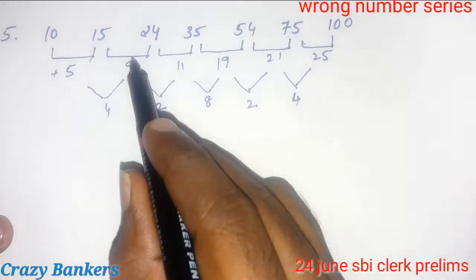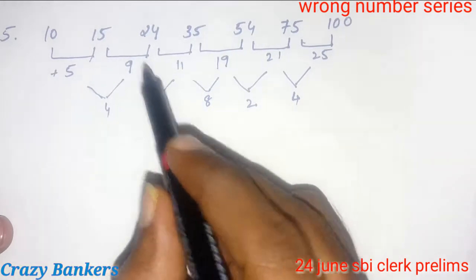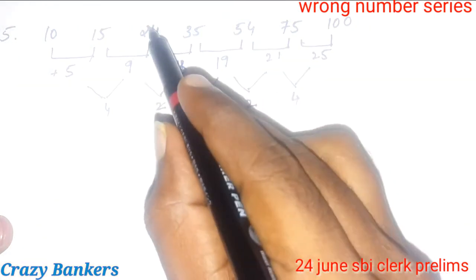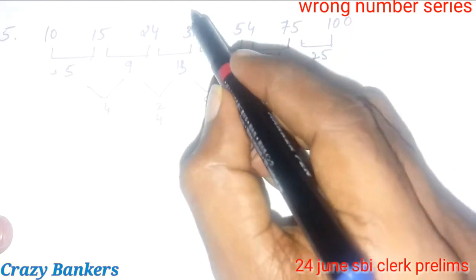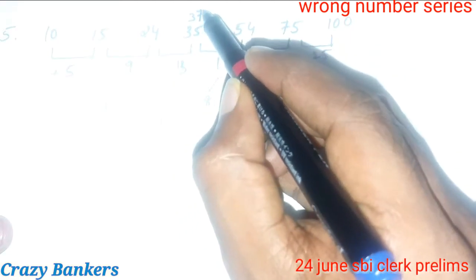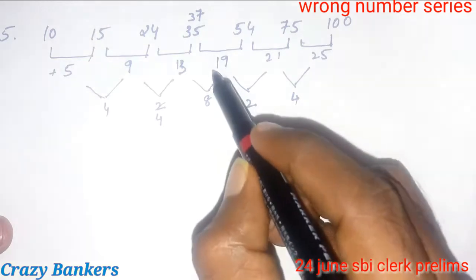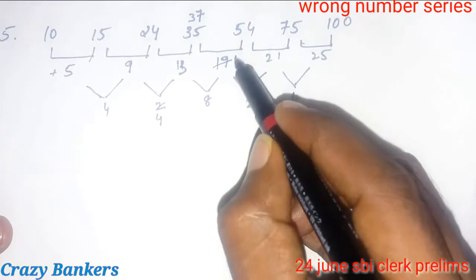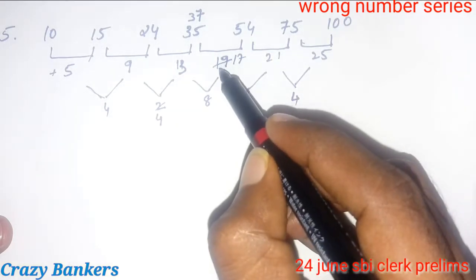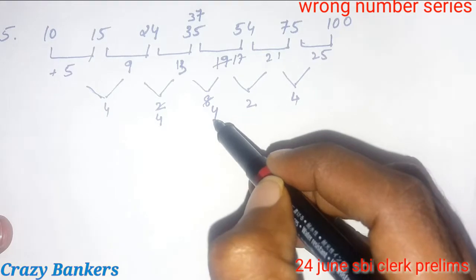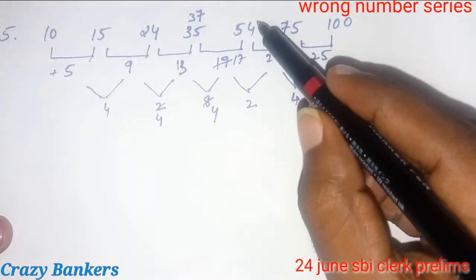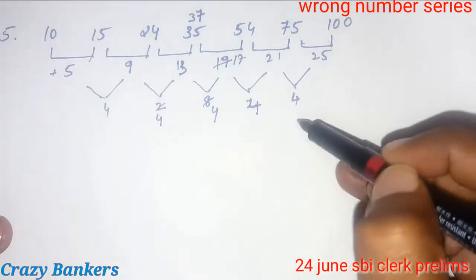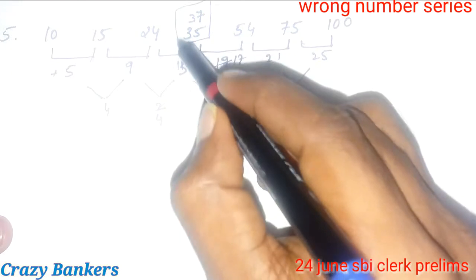5 plus 4 is 9. 9 plus 4 is 13. So here is 13. So 24 plus 13 is 37. Now the difference between 37 and 54 is 17. Now 17 and 21, the difference becomes 4. So this is a 4 number series, and the wrong number in the series is 35.